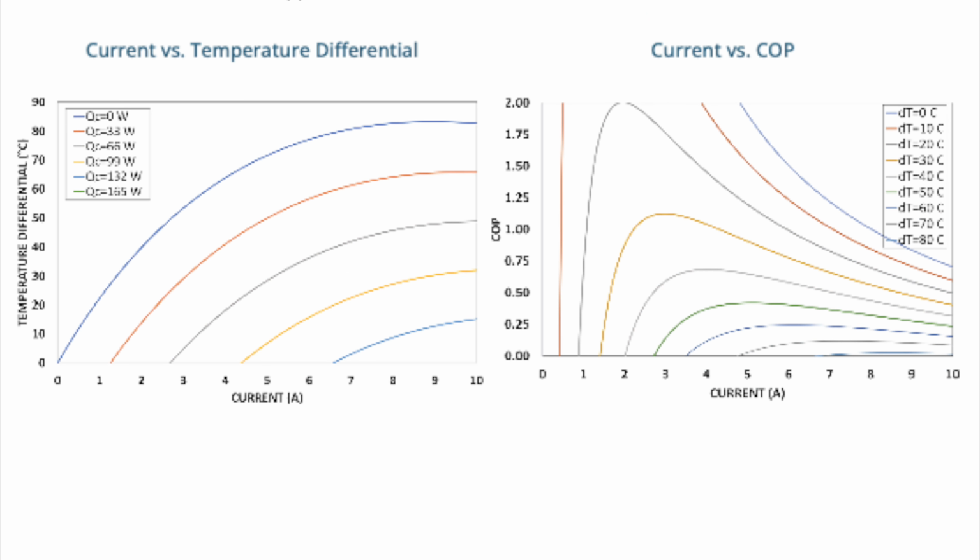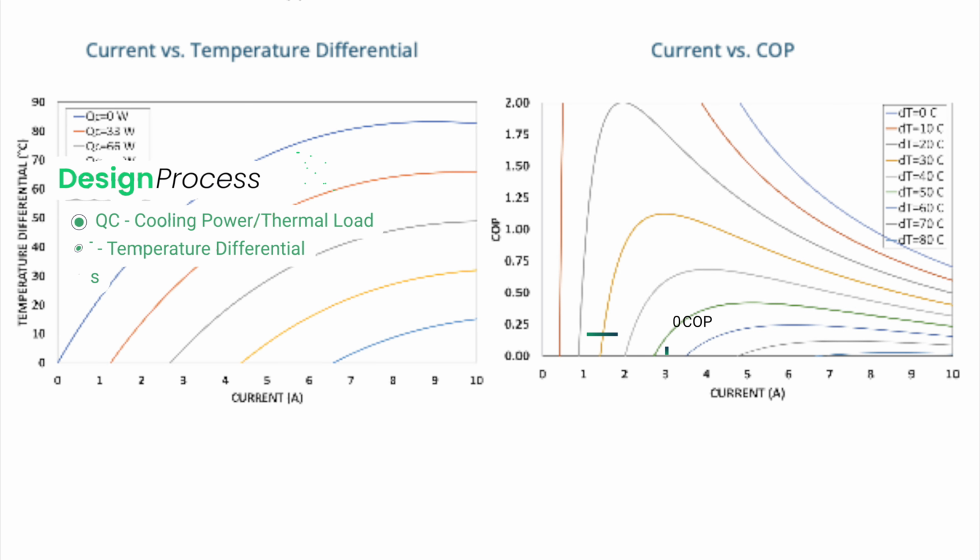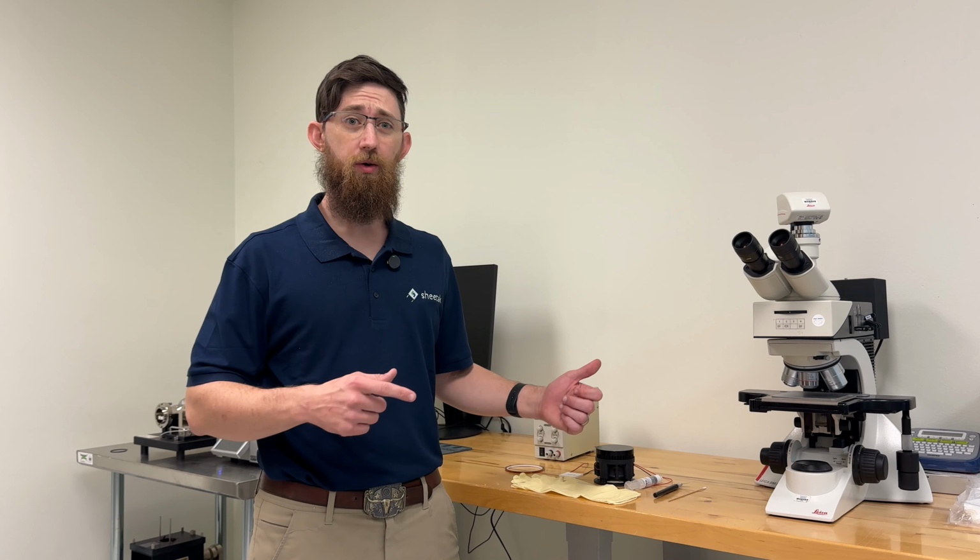Lastly, we have our COP curve. COP stands for coefficient of performance and tells you how efficient your cooling system is. It doesn't affect the performance of your system, but it's a quick way to compare the relative efficiency of multiple cooling systems. At 3 amps with a DT of 50 C, our system has a COP of just under 0.25. With the design out of the way, let's go ahead and get the thing assembled.